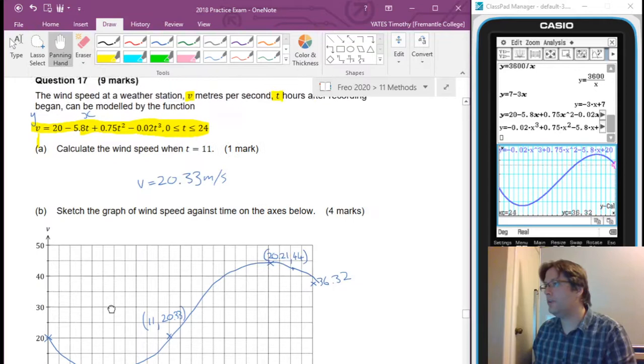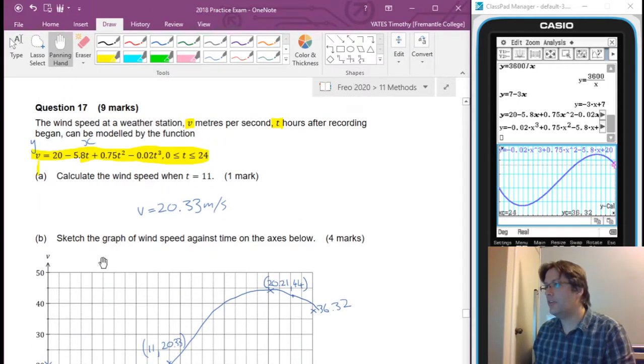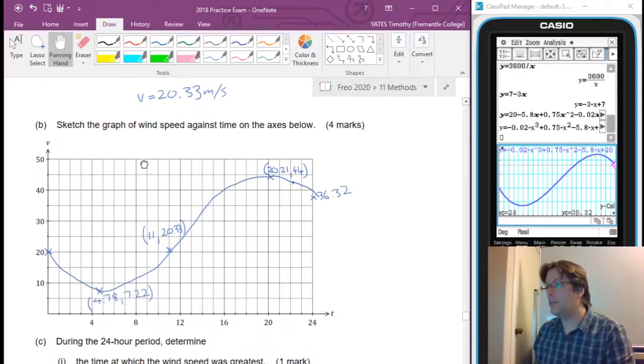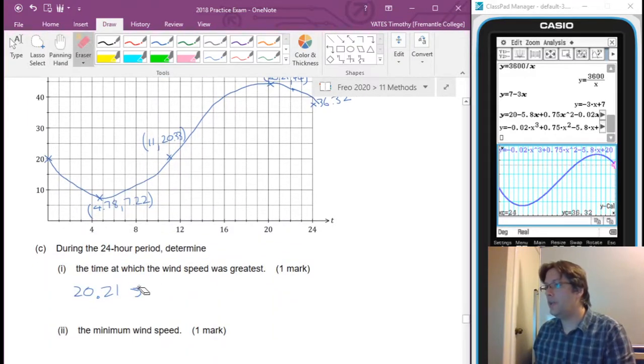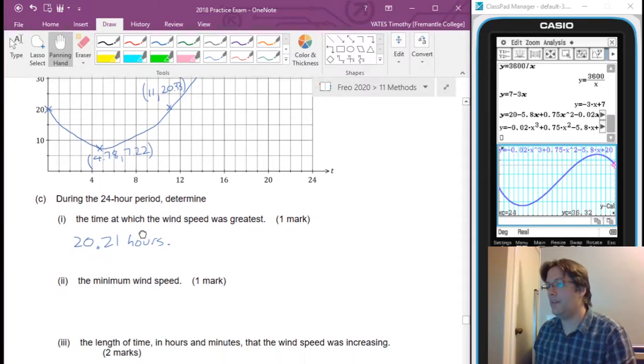So at what time was the wind speed the greatest? That was at 20.21. And let's look back at the original question. It says v meters per second, t hours after recording began. So it's going to be 20.21 hours. And it may have said it started at a time, at which point you would have to say, oh yeah, that would be at, let's say it was 8 whatever, and you multiply the 0.21 by 60 to get how many minutes that was.